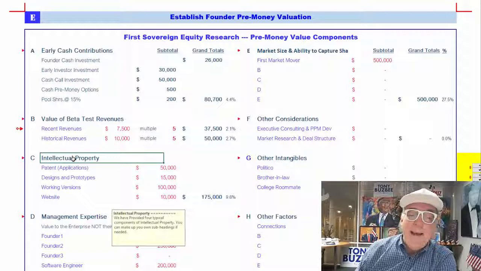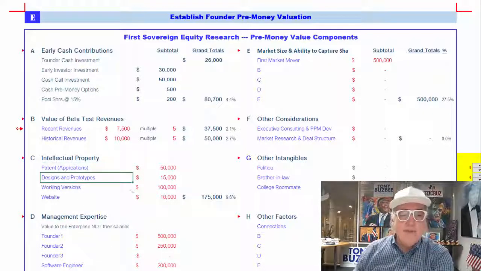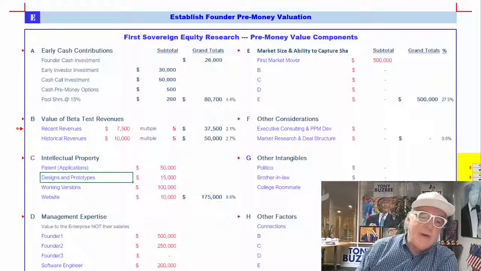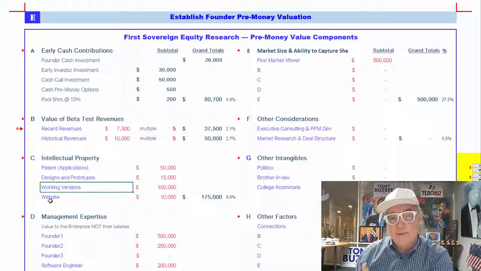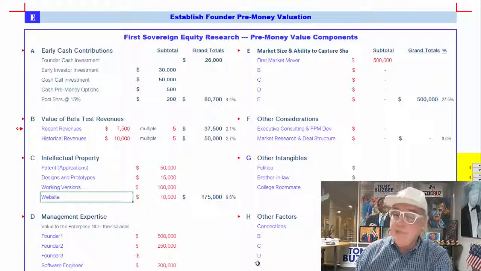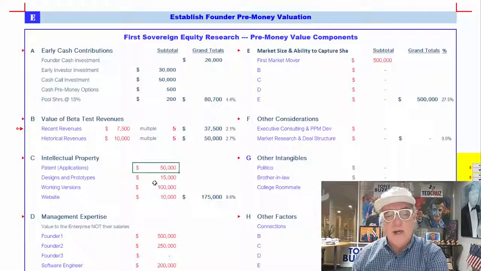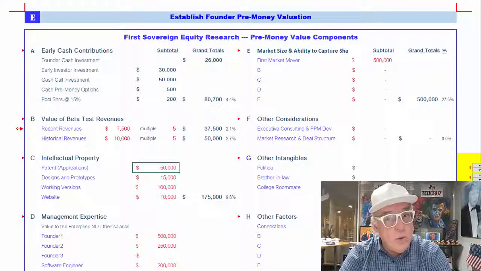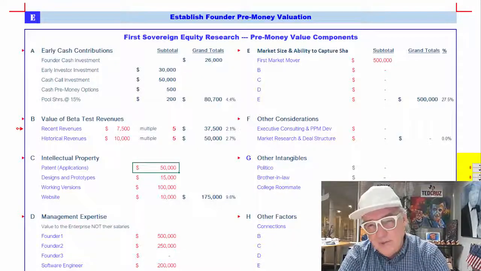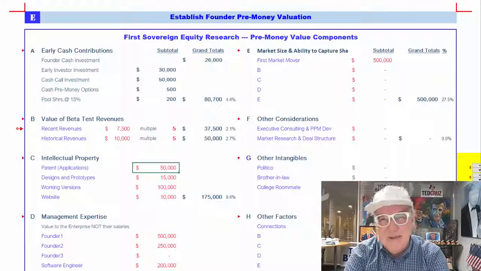What about intellectual property, folks? Well, everybody talks about patents. You have things called applications. You have designs and prototypes. You've got working versions. You got a piece of software. You got to have a widget, a machine tool, whatever. You can have a website. All these things do have some value, especially if you've made them nice and you've got them organized. I'd put some value in. What's the value of an issued patent? Ooh, if it's a seminal patent, it could be worth $5, $10, $20, $30 million. If it's just a little also-ran patent, maybe $1 million, $1.5 million. If it's a pretty good patent, maybe $5 million.